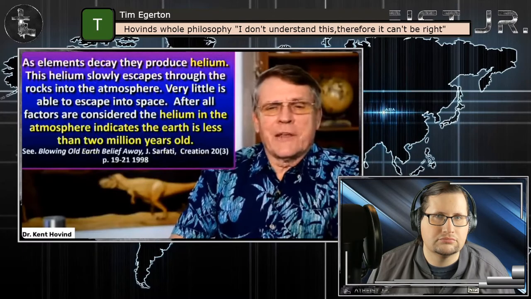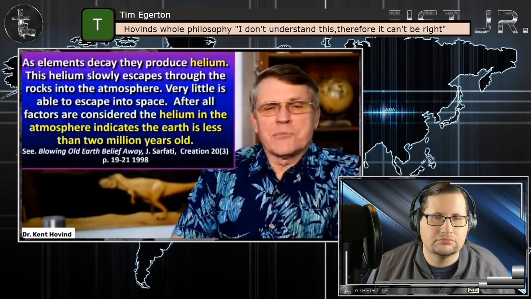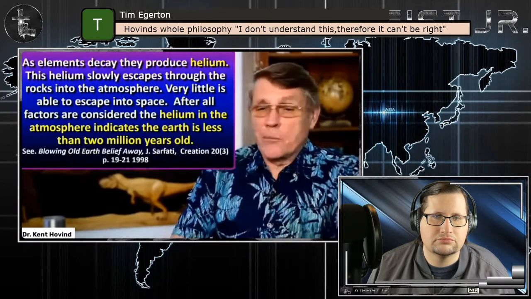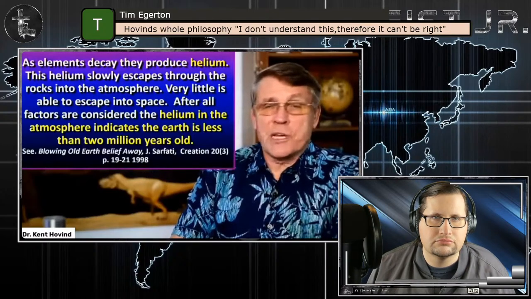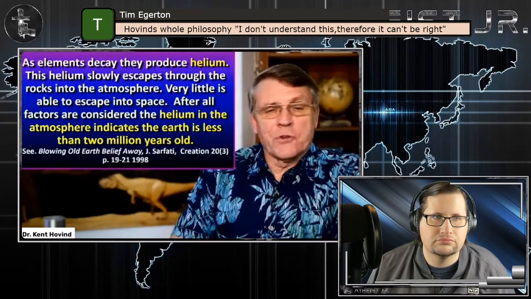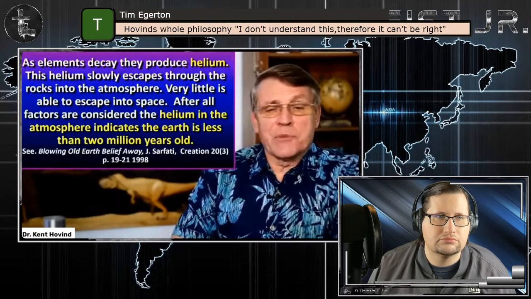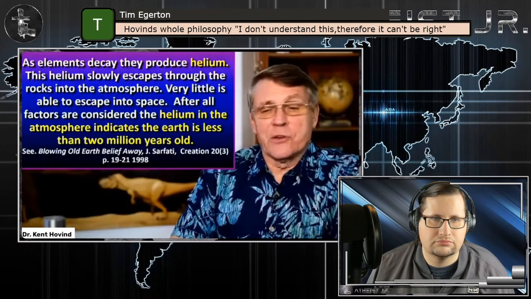Elements decay, they produce helium. Helium slowly escapes through the rocks into the atmosphere. Very little is able to escape into space. After all factors are considered, the helium in atmosphere indicates the Earth is less than 2 million years old.